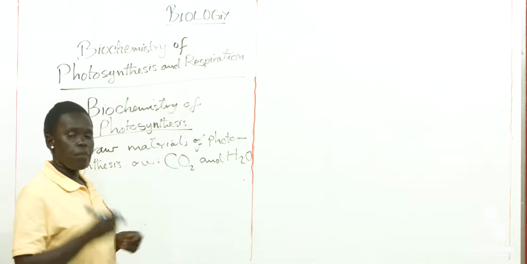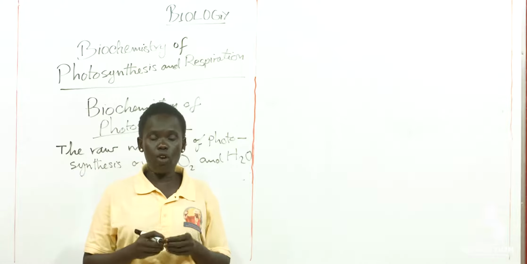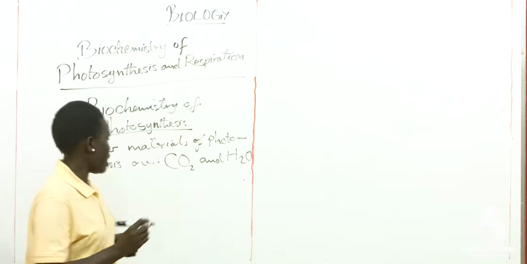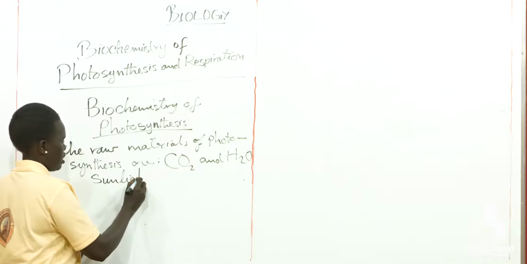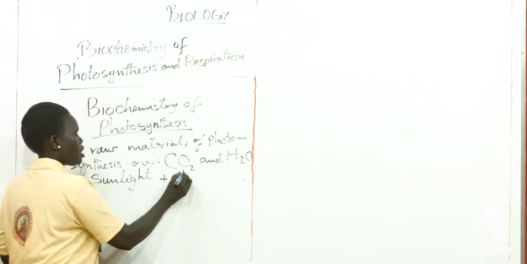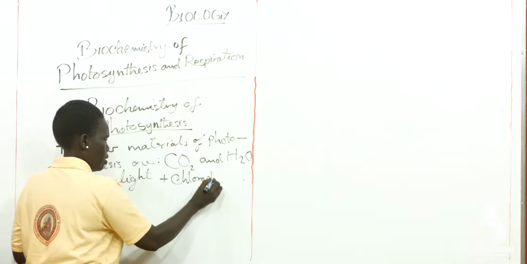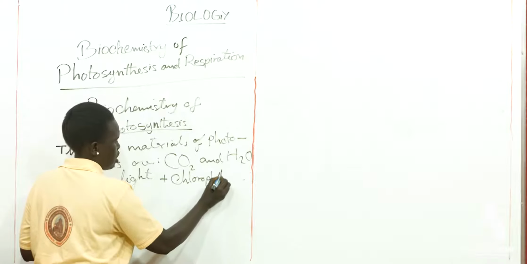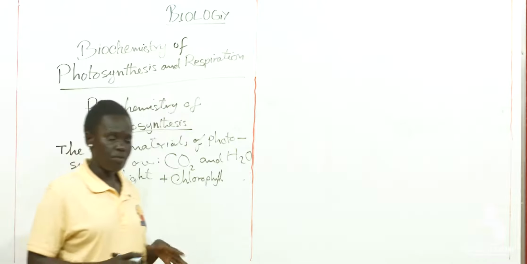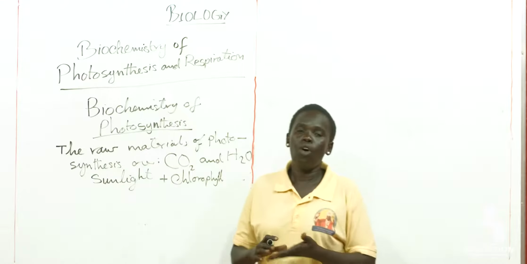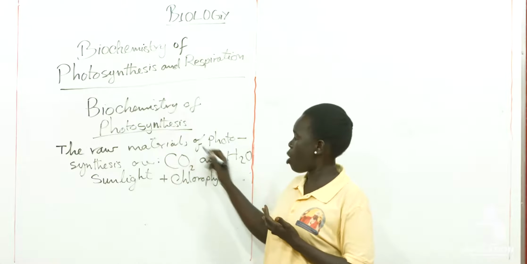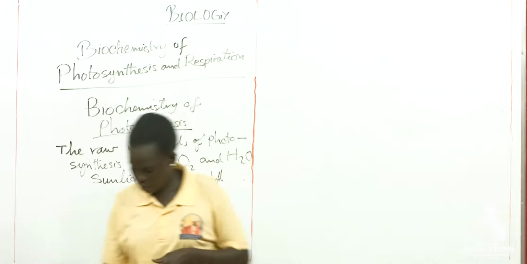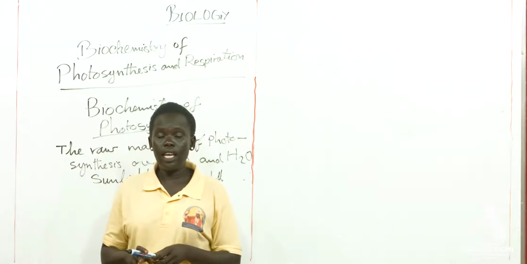And this process takes place in the presence of sunlight. What are needed? Sunlight or the energy light plus chlorophyll. The chlorophyll is the green pigment on the leaves of the plant. Then the light from the sun plus this raw material give us the product like carbohydrates, for example glucose.